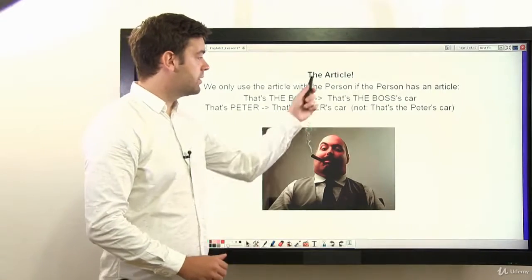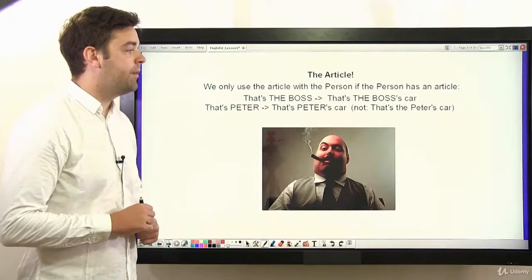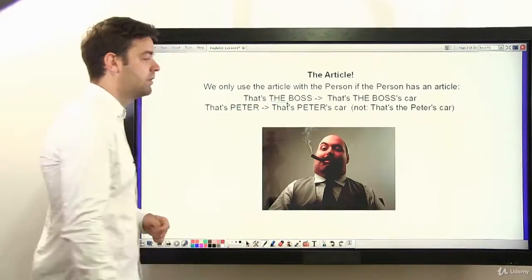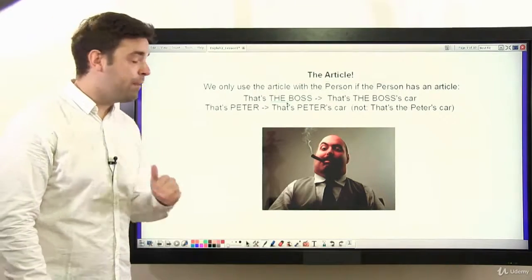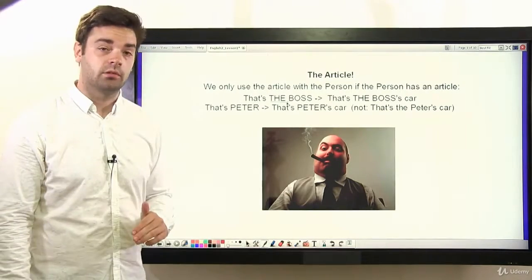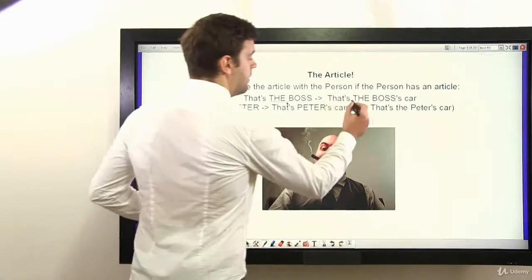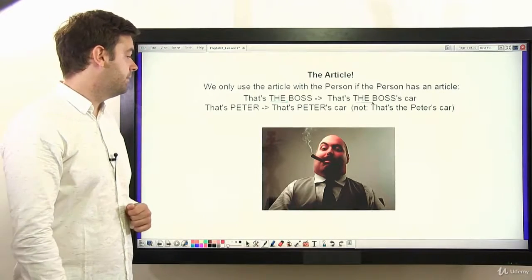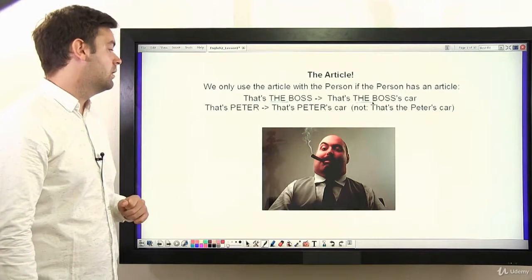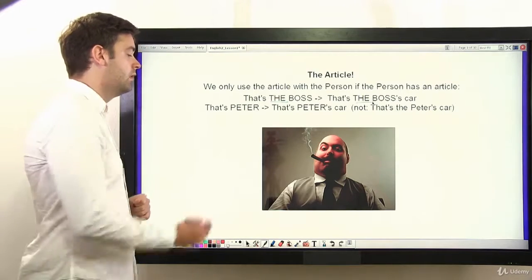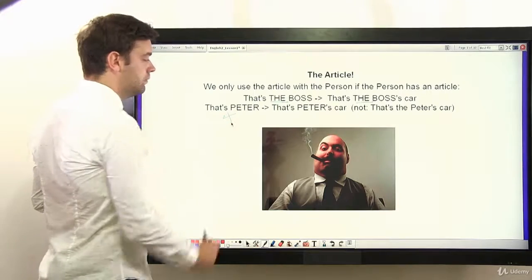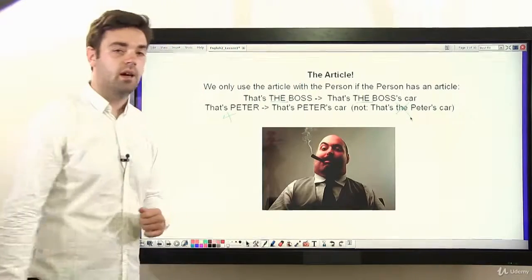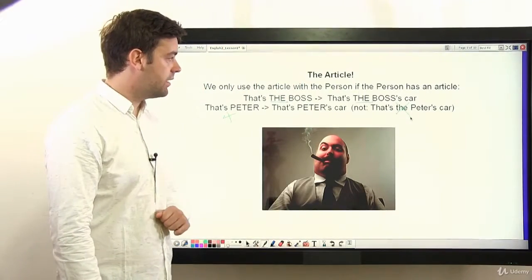We've got to watch out for the article sometimes. So we only use the article if the person has an article themselves. For example, the boss. If the person has an article, we always use the article when we're talking about possession. So that's the boss's car. That's Peter. That's Peter's car. This one doesn't have an article. So we don't say that's the Peter's car. We can't say that. Only when there's an article.